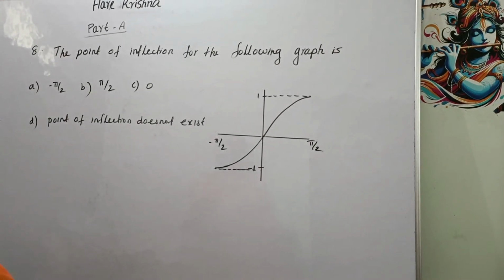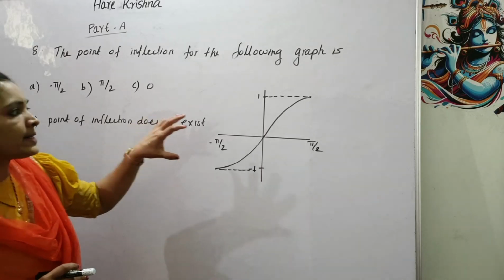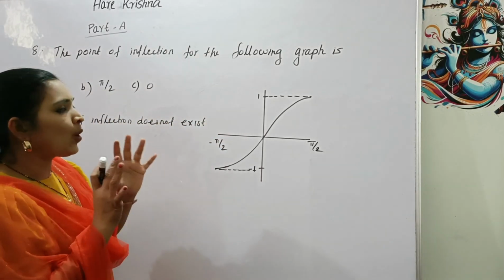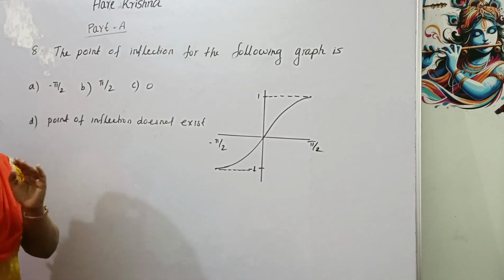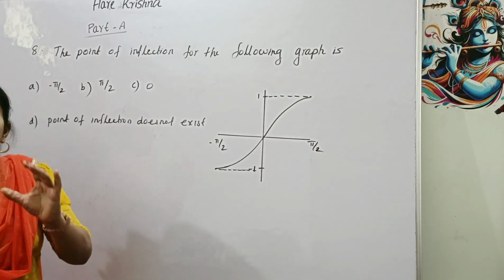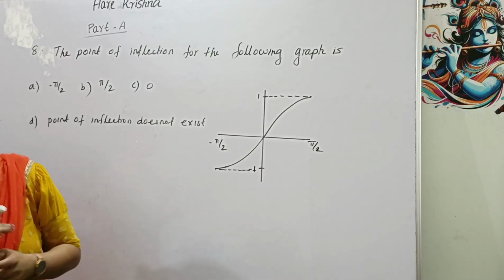Next question. The point of inflection for the following graph is: options minus pi by 2, pi by 2, 0, point of inflection does not exist. Okay, so it is the given graph, and here we have to find the point of inflection. The point of inflection is a point where the second derivative of a function changes its sign.